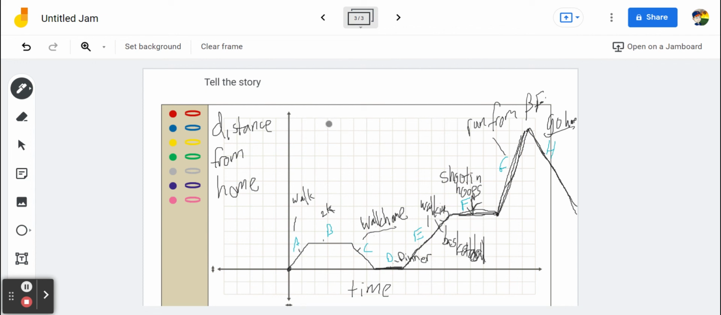So this is just how to look at these graphs and their increasing and decreasing segments and try to figure out what exactly is happening, what this graph could be representing, and what story it might tell.